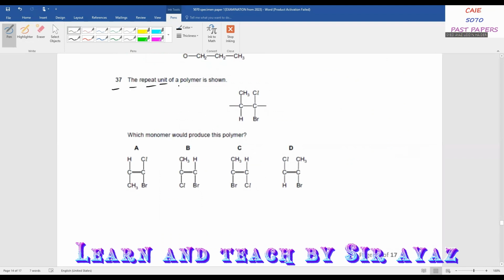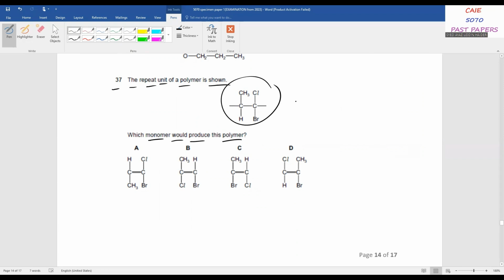(37) The repeat unit of a polymer is shown. This is the polymer. Which monomer would produce this polymer? Now I'm going in the reverse direction to make the monomer of this polymer. Now we will look at the choices. Choice A matches with our answer. So I think A should be the right answer.